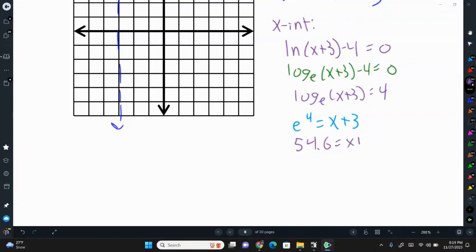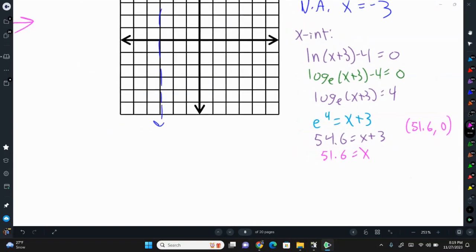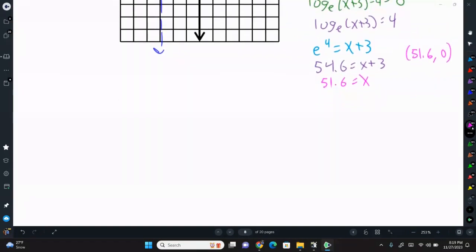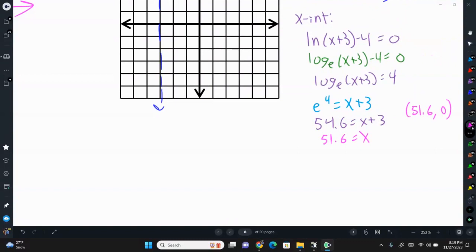54.6 is equal to x plus 3. And then we subtract 3 from both sides, we get 51.6 is equal to x. So that means my x-intercept is 51.6 comma 0. So that's not going to fit on our graph at all. Not even close. So we're going to find our other points. And we're going to do both of them just so we get the practice of it, and it will help us with our graph.